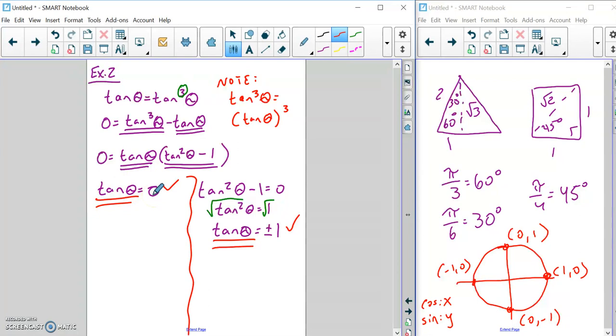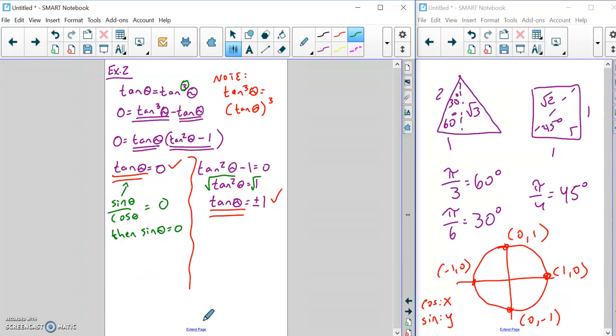So for tangent of theta equals 0, this is not going to come from one of these triangles because you do not see a 0 anywhere here. But remember, tangent is sine over cosine. So if tangent is equal to 0, then what that means is sine of theta is equal to 0. So there's 2 spots on the circle where sine is equal to 0. When y equals 0, then sine equals 0.